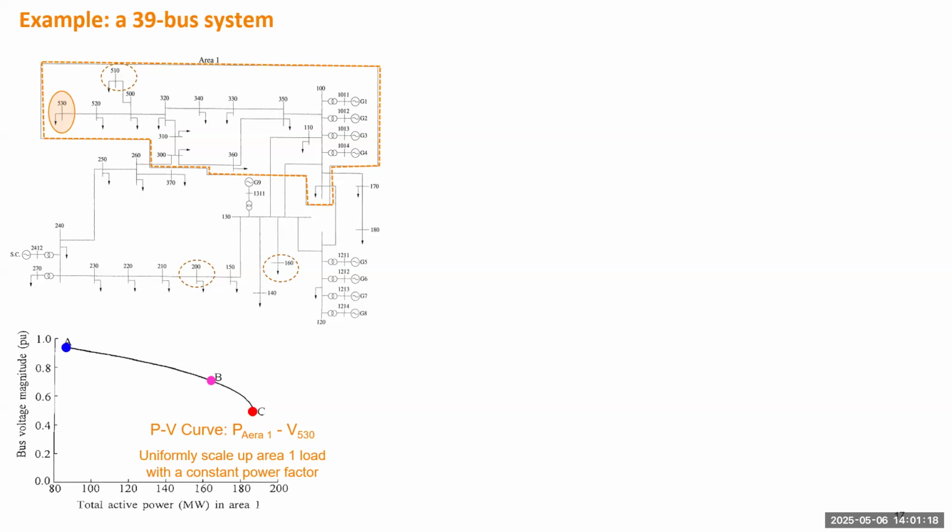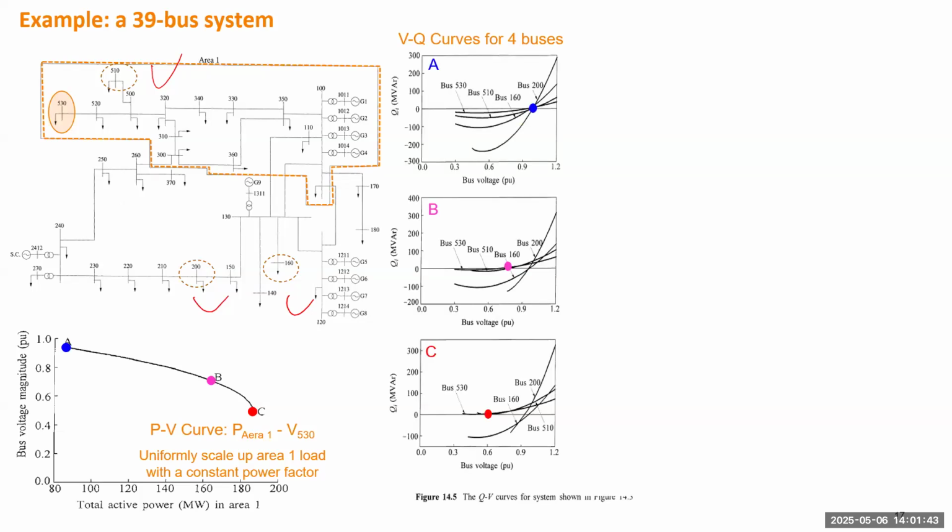Okay, and next step, we want to study the VQ curve at each of the three conditions. So A will be the initial condition, the light load condition, B will be heavy load condition, C will be the critical condition. We also compare the VQ curve at this bus to the VQ curve at some other buses. We just actually pick three other buses. One still in the same load area, another two are outside of the load area. Okay, so we draw the VQ curve for the 4 buses. We have the VQ curve for the 3 conditions.